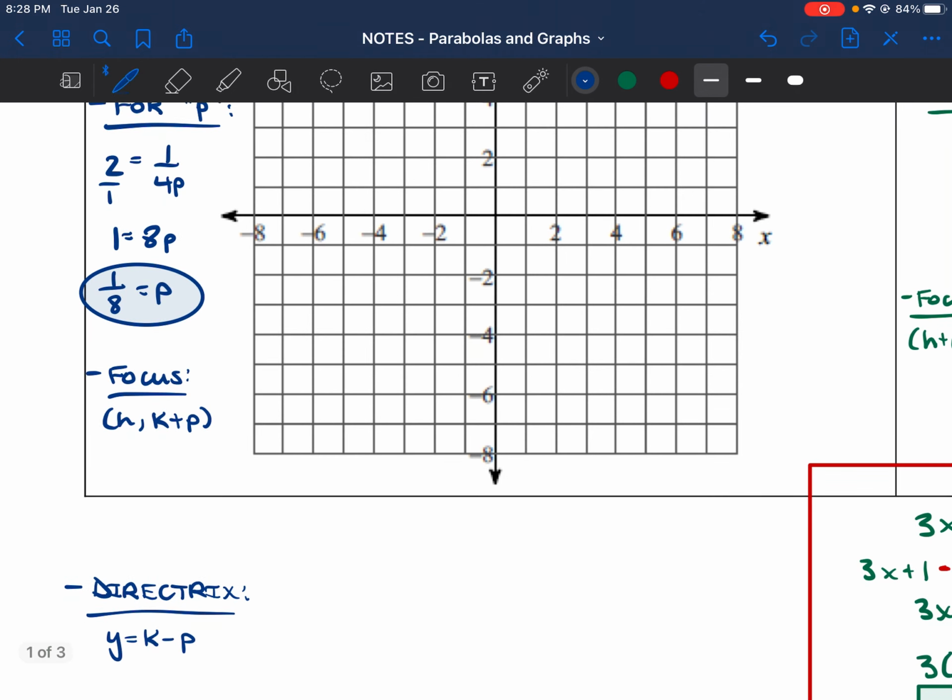Now let's find the focus. So the focus is going to be the point (h, k + p). We know that h is -3, k is -3, p is 1/8.